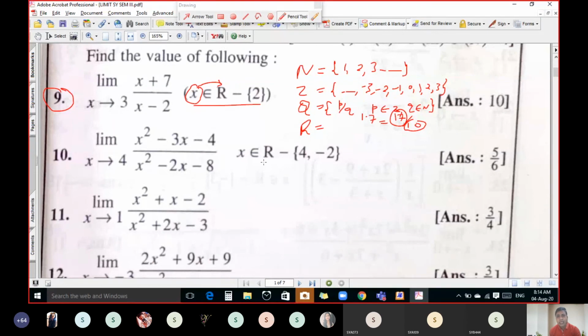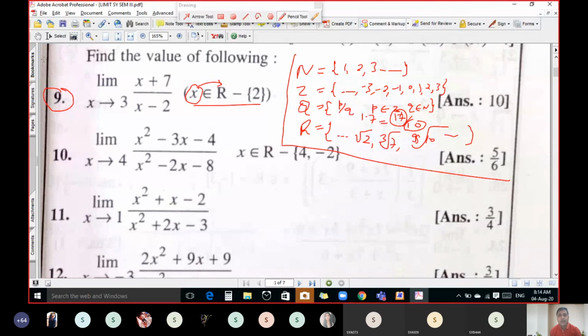And R is the set of real numbers, which includes all numbers except complex numbers, meaning all positive, negative, integer, fraction, and it includes root 2, cube root of 7, ninth root of 10, all those numbers. So these are the four types of sets.